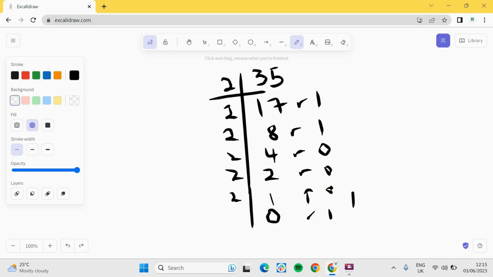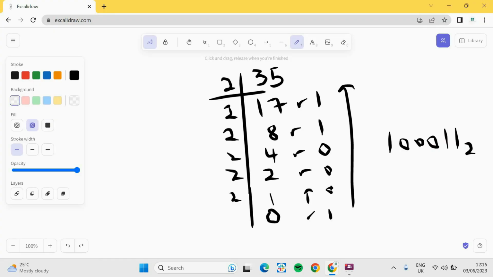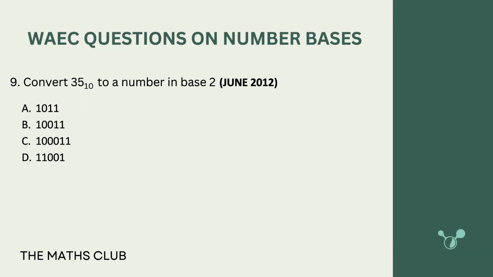So let's go from bottom to top. That will be 1 0 0 0 1 1 in base 2, right? So 1 0 0 0 1 1 in base 2, and that's option C. Great.